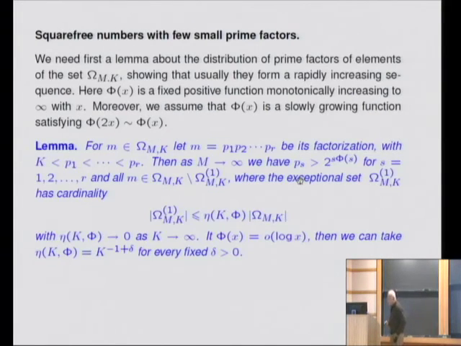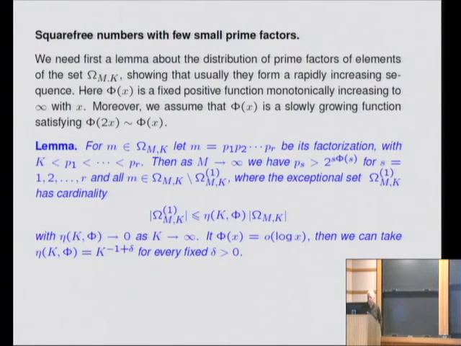So how do you prove that? First, you prove a lemma. You consider the factorization. Of course, the primes are larger than k. And you want p to the s to grow somewhat faster than exponential in s. Okay. And then, with that condition, since the exponential function is slowly growing, phi of 2x is asymptotic to phi of x. So if you do that, this subset, the exceptional set, is relatively small.